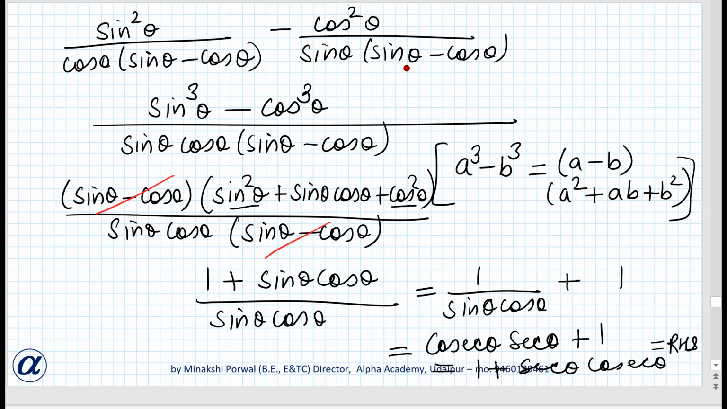Okay. Now, if I take the LCM of both the terms, it is sin theta cos theta into sin theta minus cos theta. And it is sin cube theta minus cos cube theta, putting the identity of a cube minus b cube. And then putting sin square theta plus cos square theta equals 1, we will get 1 plus sin theta cos theta by sin theta cos theta. 1 upon sin theta cos theta can be written as cosec theta sec theta, and sin theta cos theta upon sin theta cos theta is 1. So this way we'll get the answer.